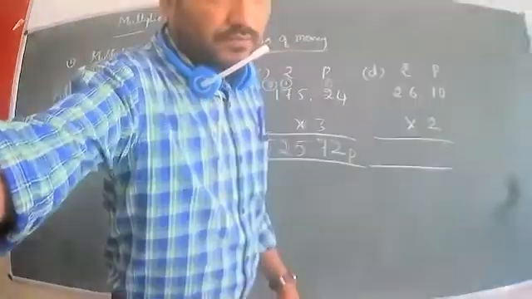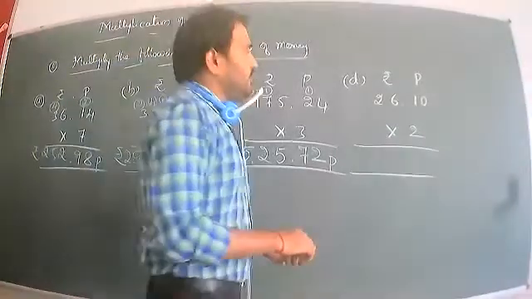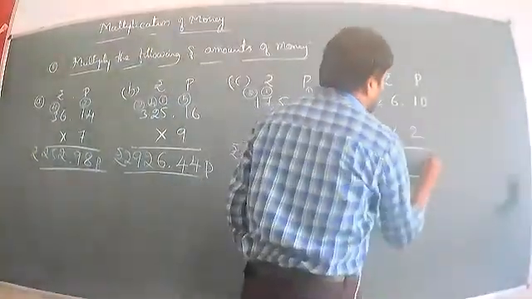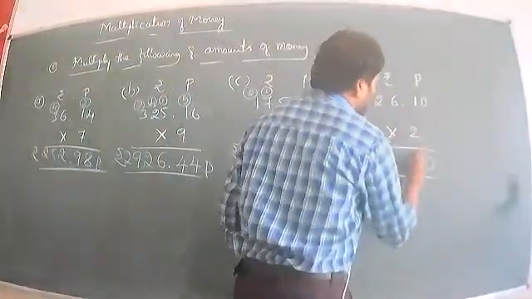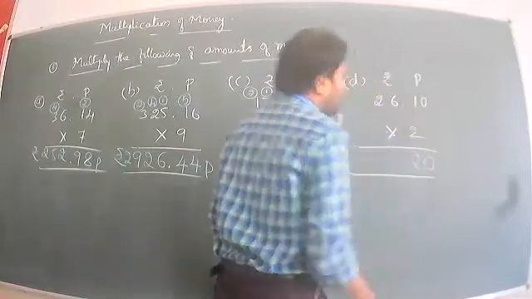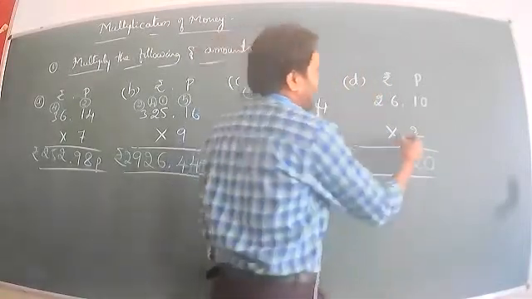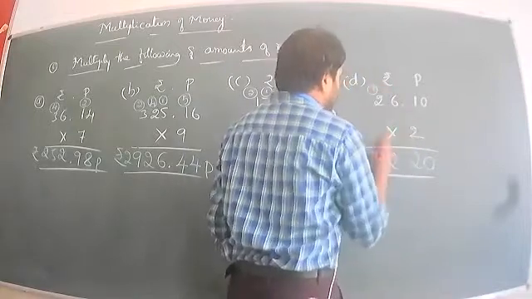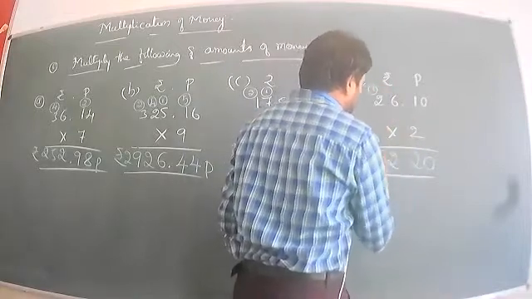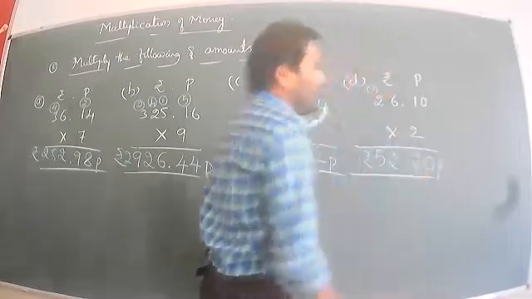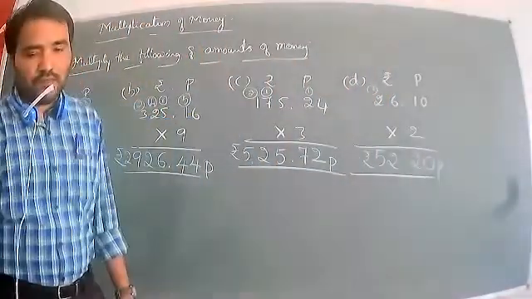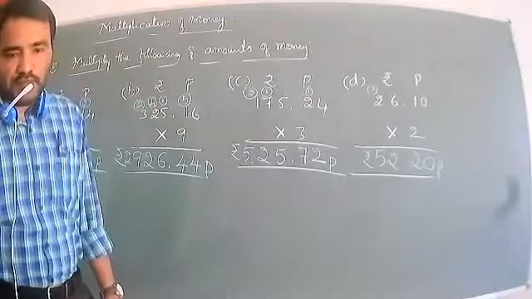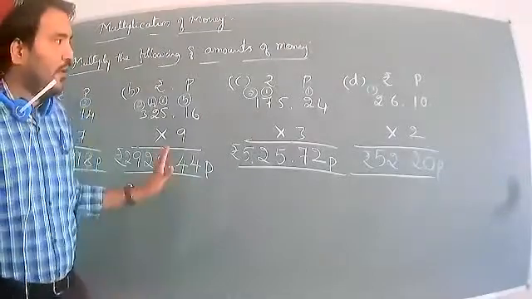Look at the fourth question. Let me do it. 2 zeros are 0, 2 ones are 2, put the point. Next, 2 sixes are 12, 1 carry. 2 twos are 4, 4 plus 1 is 5. 52 rupees 20 paisa. So you have to do this type. I hope all of you understand.